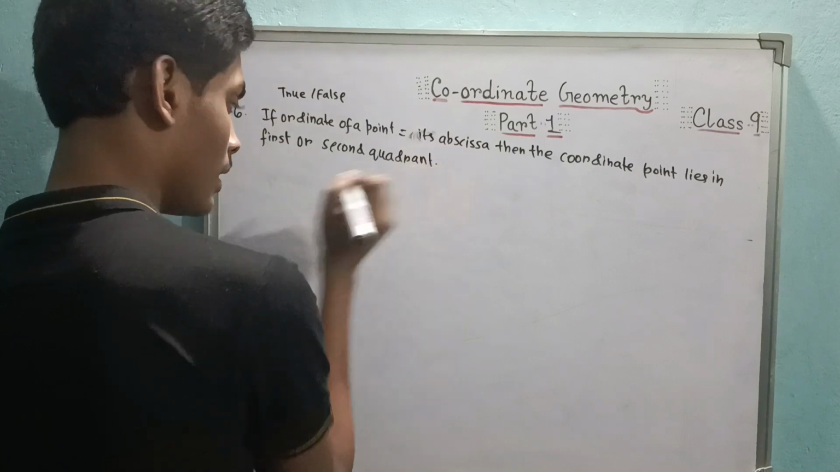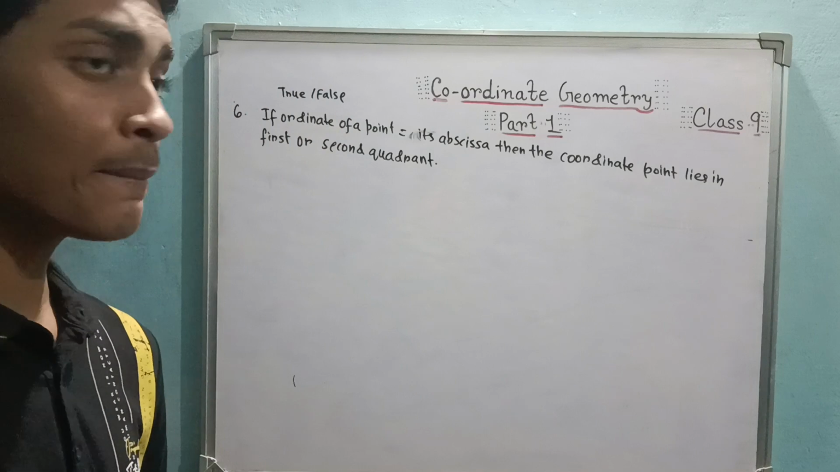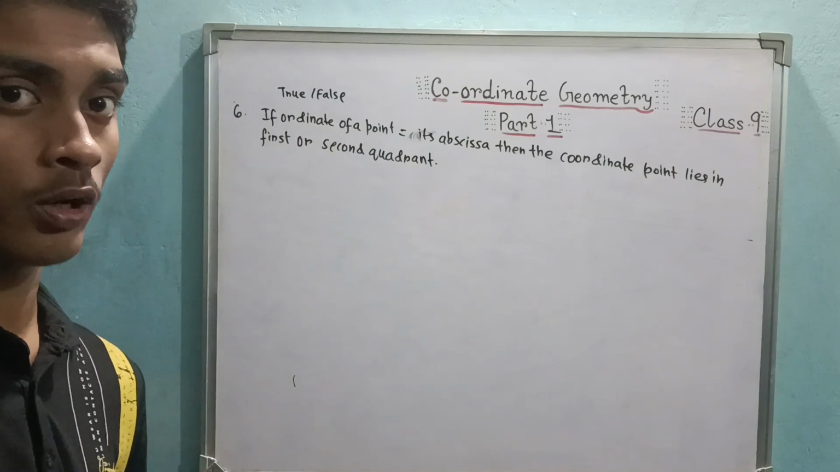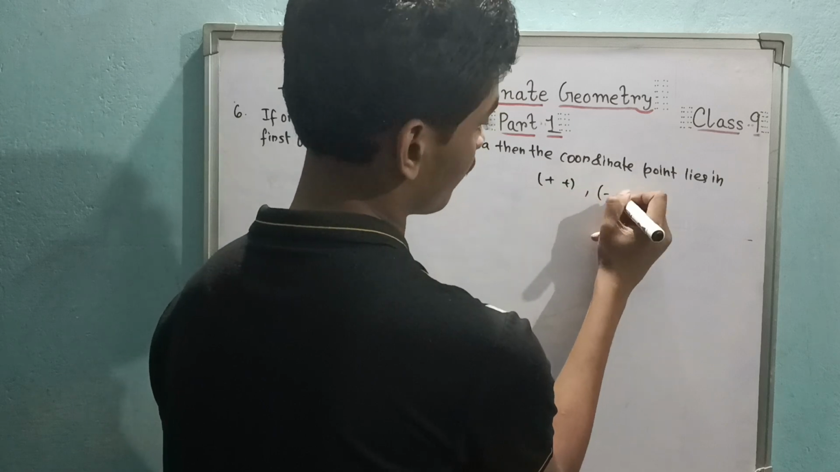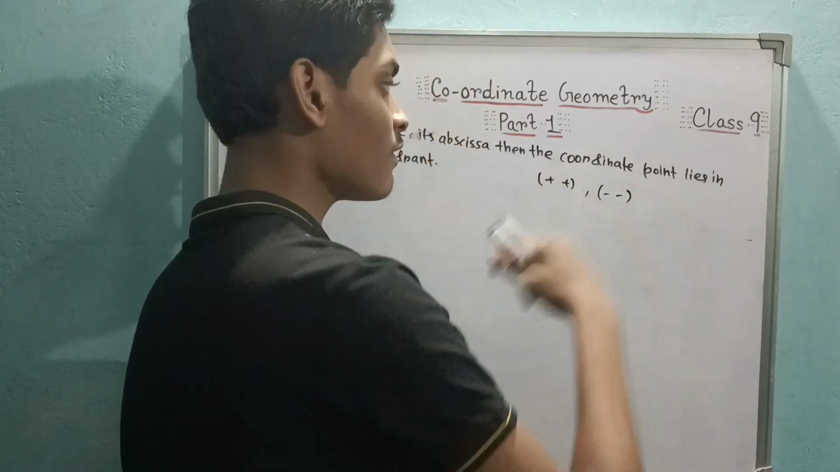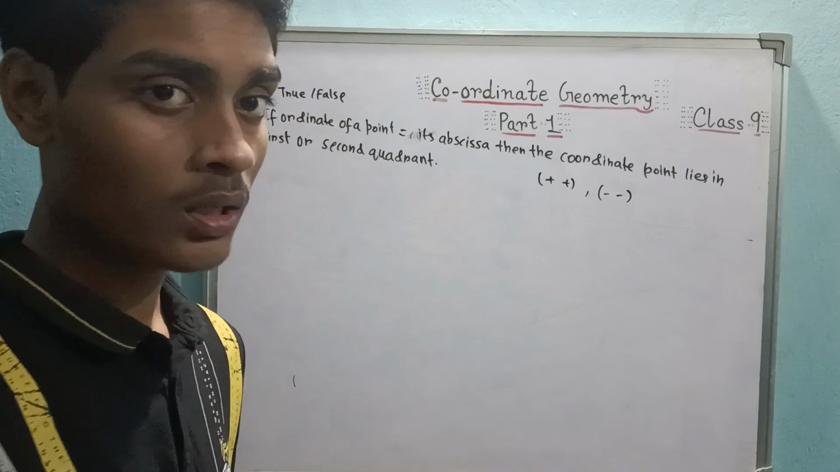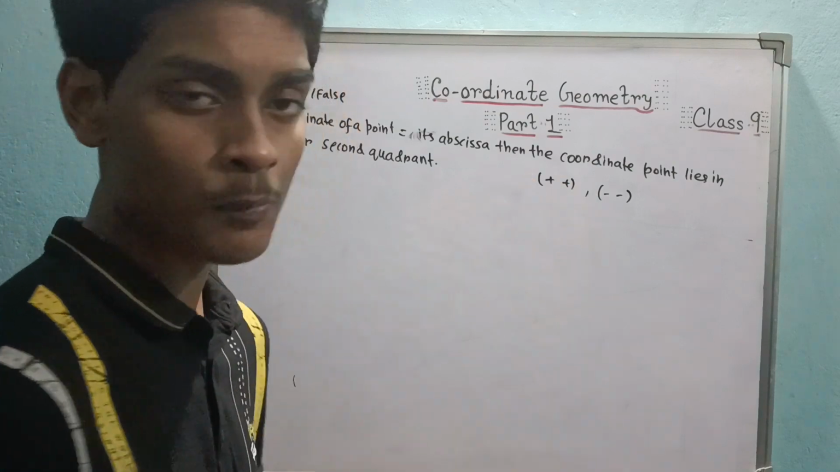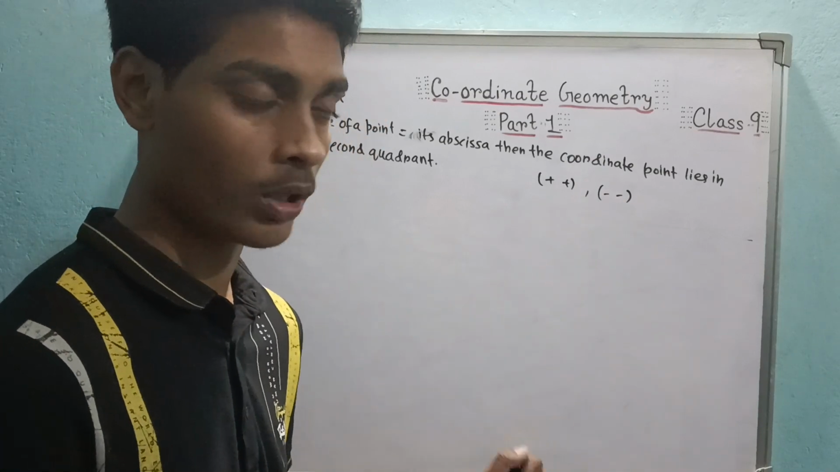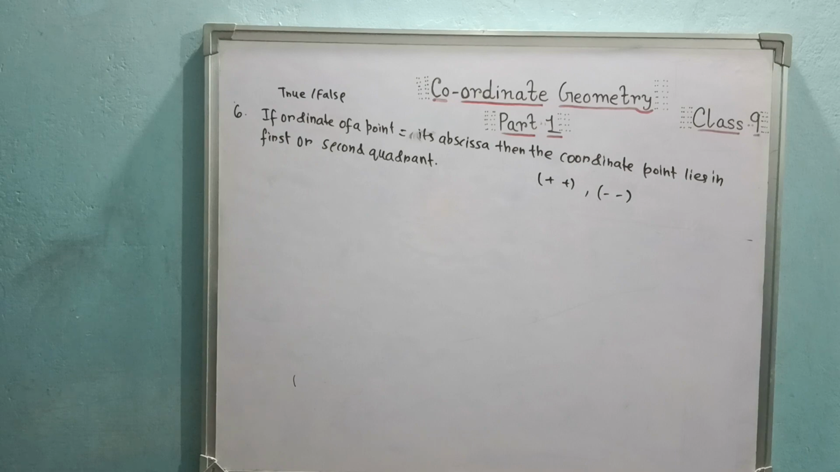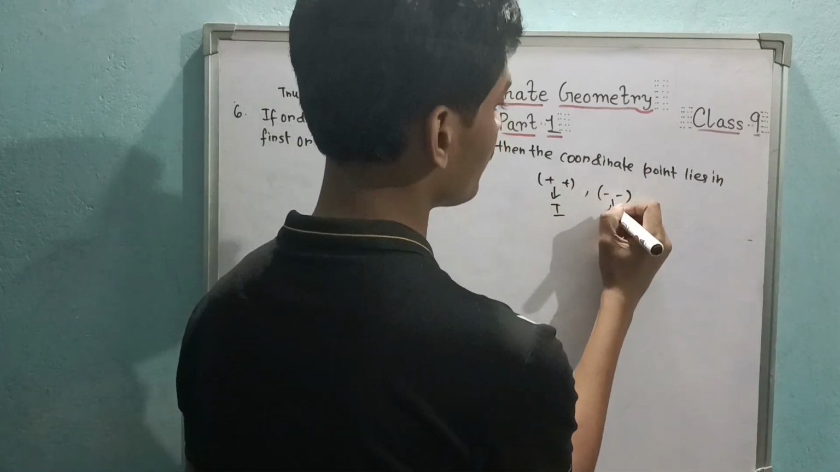What they mean here is that the abscissa and ordinate have to be equal. That means the signs also have to be equal. So either it is plus, plus or minus, minus. If it is plus, minus or minus, plus, their signs differ, so those are not equal. Either both abscissa and ordinate are positive with equal magnitude, or both are negative with equal magnitude. Now plus, plus means what? First quadrant. Minus, minus means third quadrant.